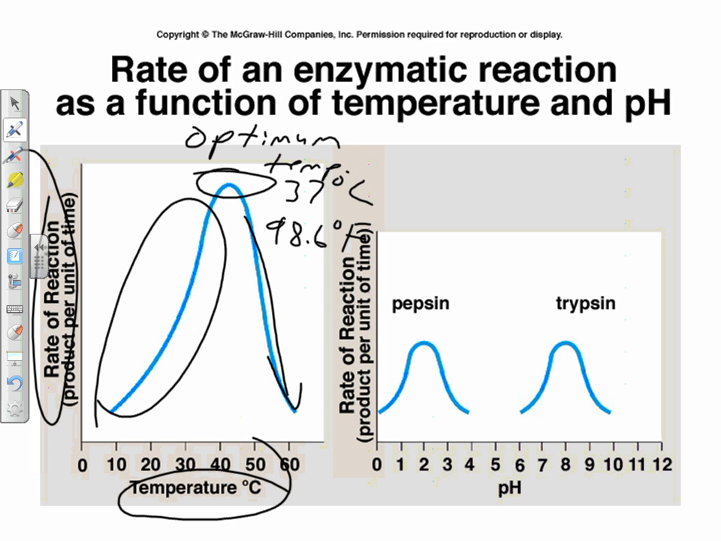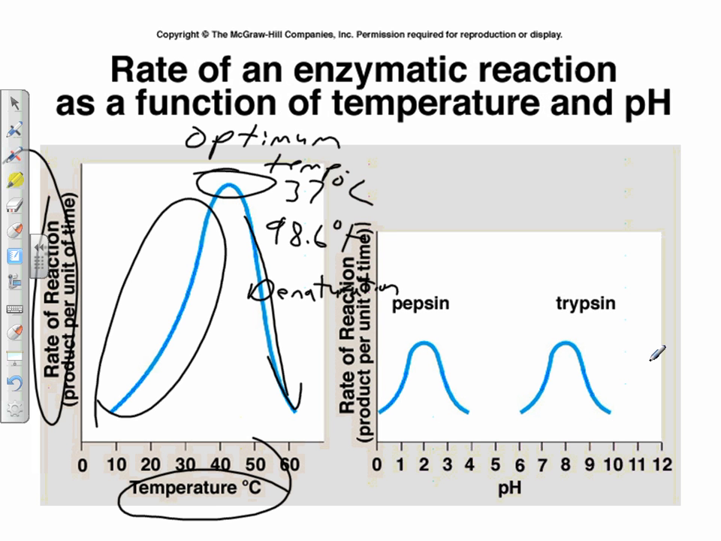And we call that denaturation. Our enzymes start to fall apart when they get too high. Those hydrogen bonds start to break. Shape starts to change, and it doesn't work anymore. The same kind of thing happens for pH.